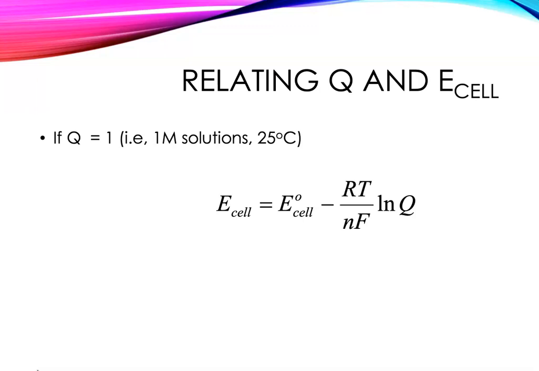If Q is equal to 1, so your concentrations are 1 molar, and we're assuming the temperature is 25 degrees Celsius, well, the natural log of 1 would be 0. And so that log term and everything multiplied by it is 0. And so the voltage of the cell would be the standard cell potential.